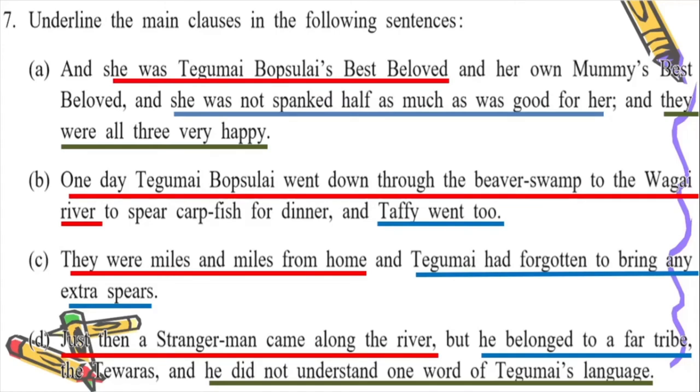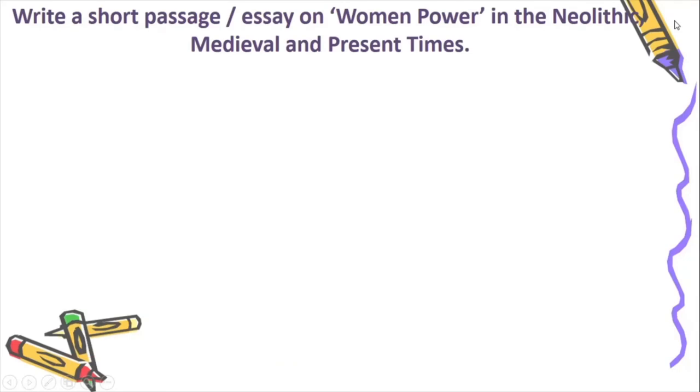At the same time, we have separated the main clause, but remember, you can separate the main clause. And you can also understand what the meaning of subordinate clauses are. Okay, so that was the grammar exercise, children. Now let us go to some other exercises which are there in the book.